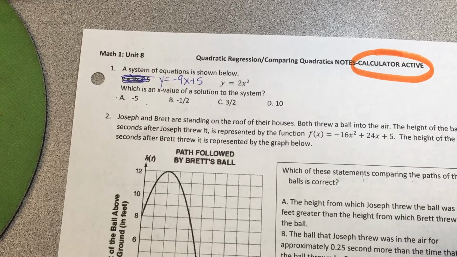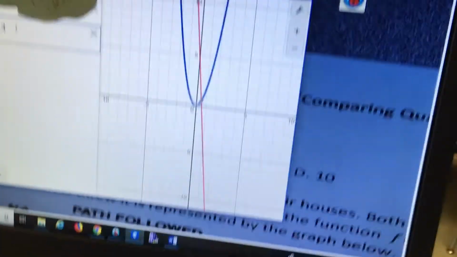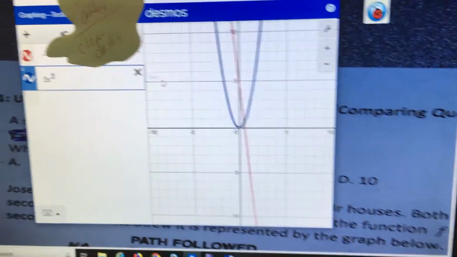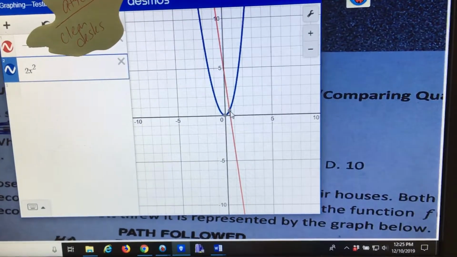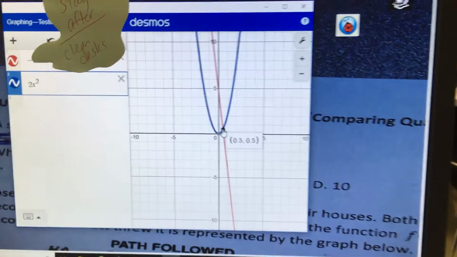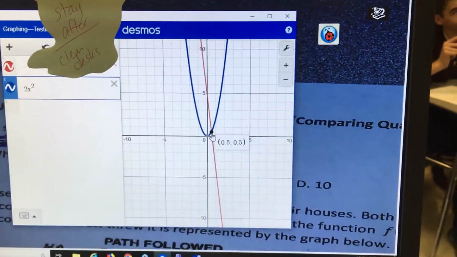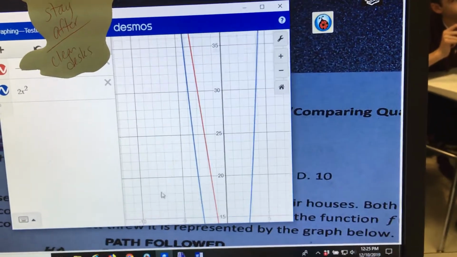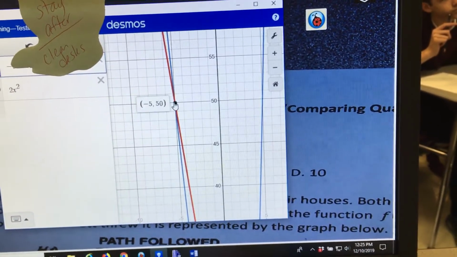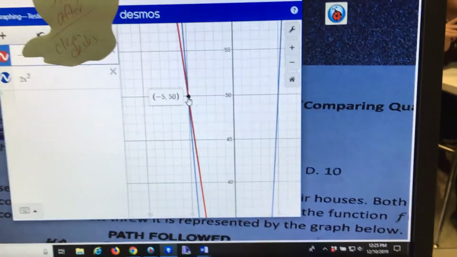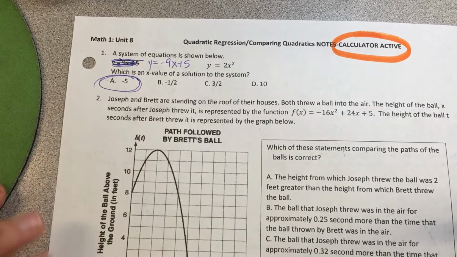So if I put it into Desmos, negative 9x plus 5, and then what's the other one? 2x squared, okay? When I put them into Desmos, I'm trying to find what? Where they intersect. So I click right there. And, all right, that's one of the answers. They also intersect up here, okay, if I click there. So what's the answer that's on the multiple choice? Negative 5. Okay, the answer is A, okay?